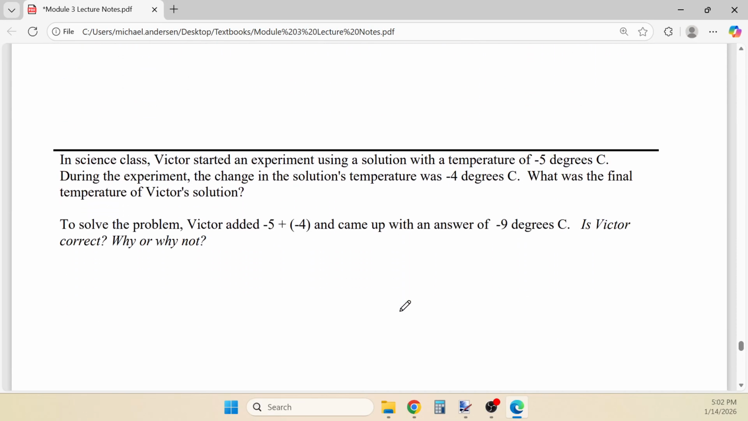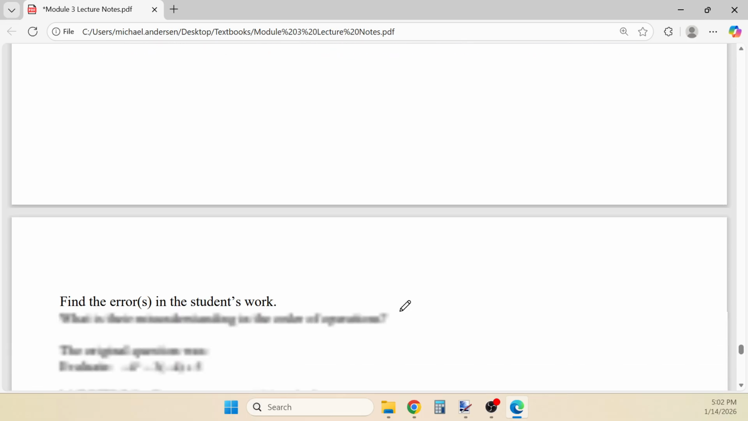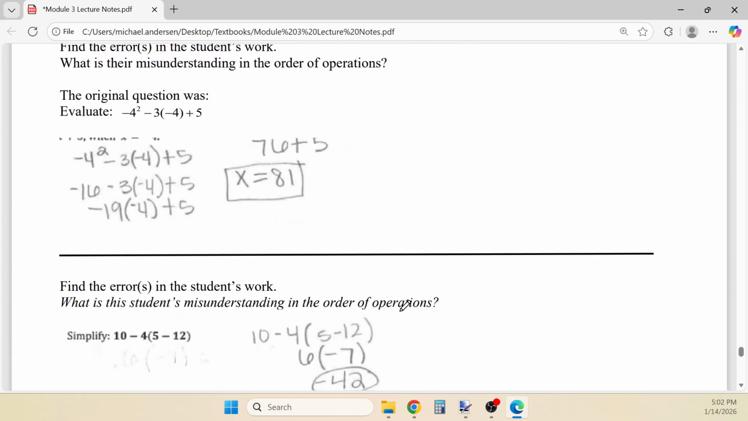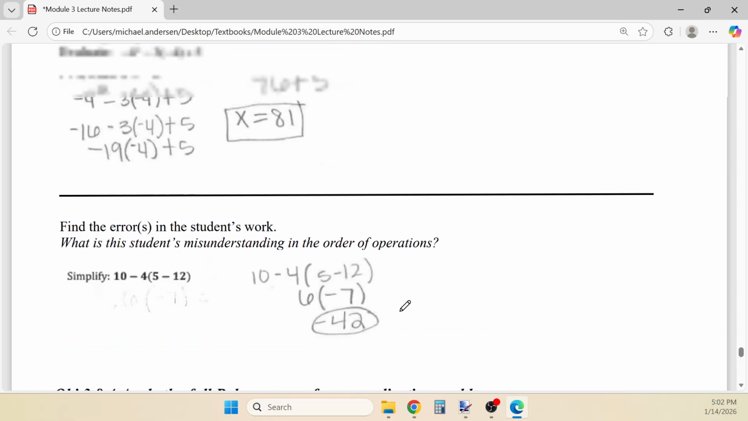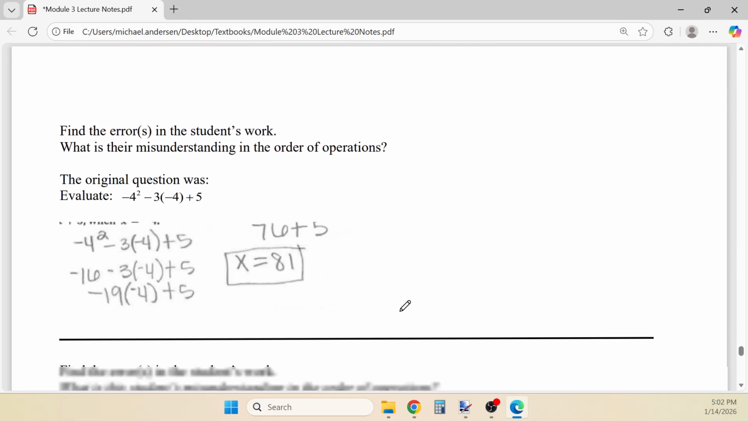There's a gopher problem. There's a chemistry problem. There's this one here.